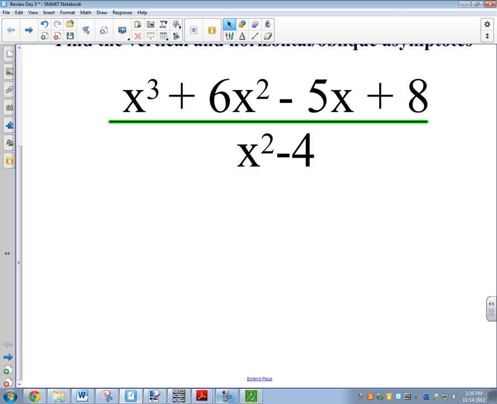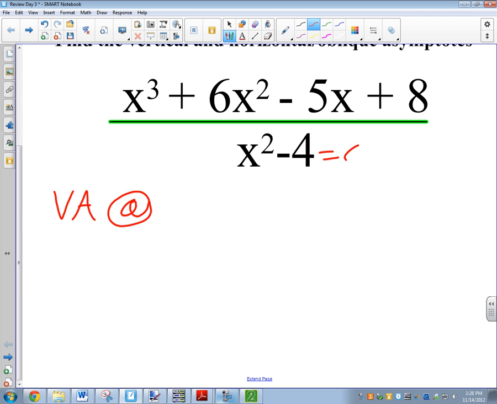First thing I'm going to do is find vertical asymptotes. Where do I look to find vertical asymptotes? The bottom, the denominator, set that equal to 0. X squared minus 4 is equal to 0. Plus or minus 2, good. X is equal to plus or minus 2. There's my vertical asymptotes.